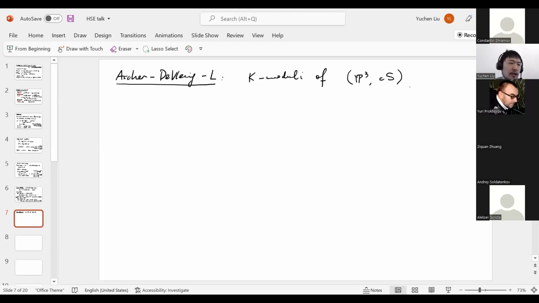So here, maybe I should give some background. K-stability comes from the study of Kähler-Einstein metrics. So this is an algebraic criterion, or let's say algebraic condition, for existence of Kähler-Einstein metrics.